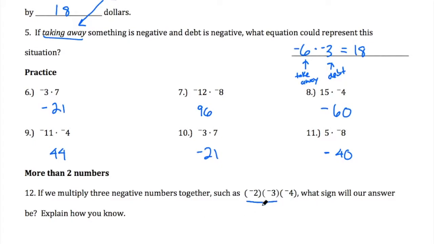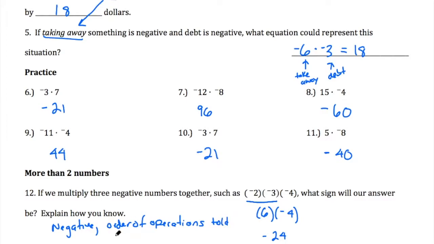So if we took the negative 2 times the negative 3, you know from above a negative times a negative is a positive, so that's a positive 6. I'm going to throw it in parentheses here, and now I'm going to bring down the other number that we have not yet multiplied by. So now we've got a positive and a negative. Okay, and also above we learned a positive times a negative is going to be a negative, and so that's negative 24. So we have a negative. Our sign will be negative, and we might say the order of operations told us to go from left to right.